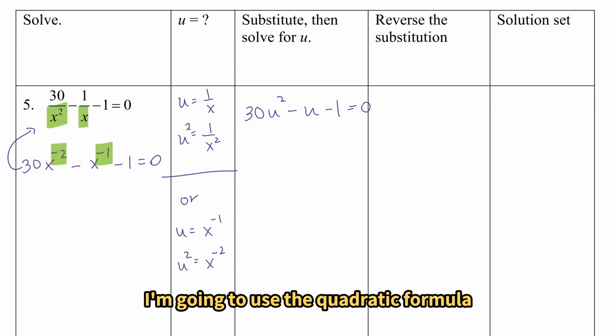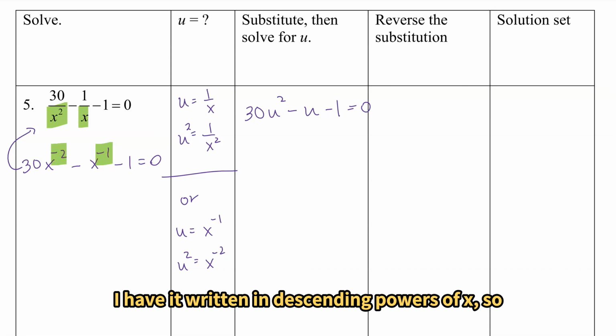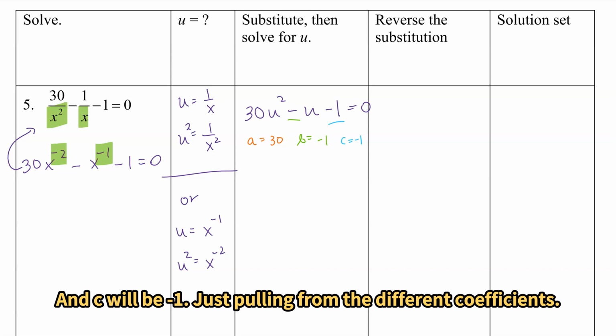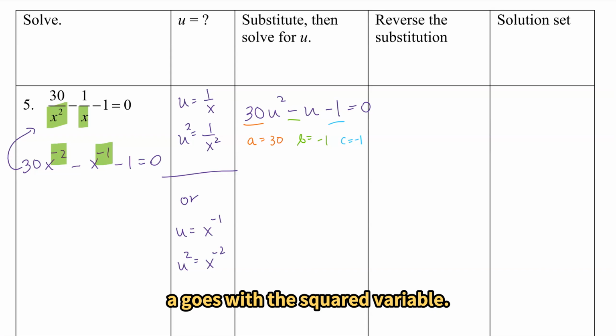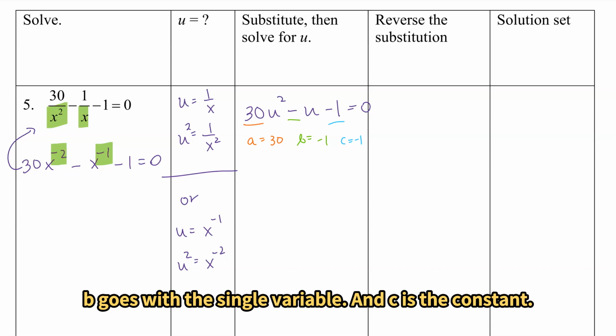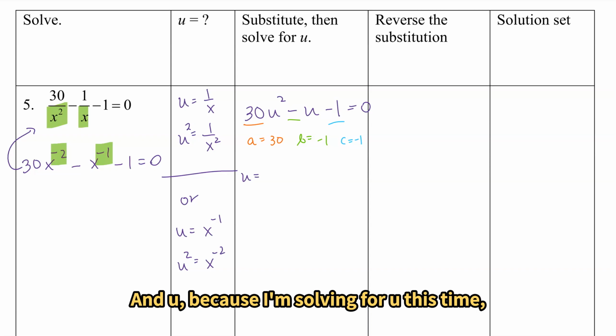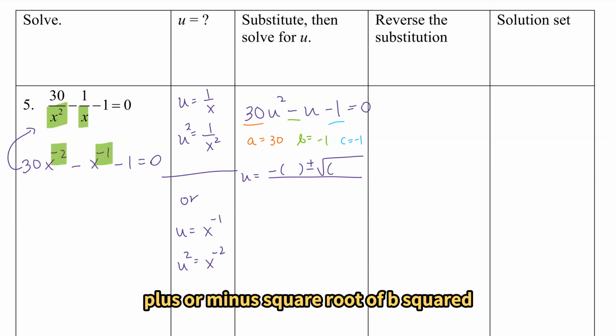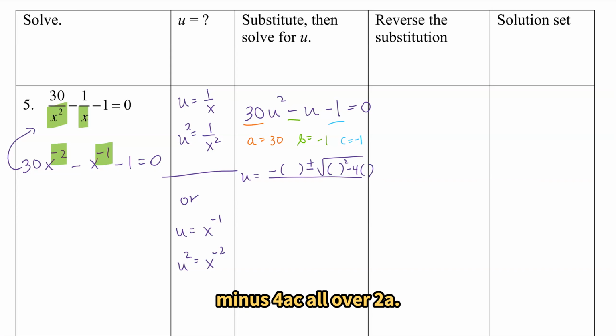I'm going to use the quadratic formula since I haven't used it in this lesson. I have it written in descending powers, so a will be 30, b will be negative 1, and c will be negative 1, just pulling from the different coefficients. A goes with the squared variable, b goes with a single variable, and c is the constant. And u, because I'm solving for u this time, I want to put u there, not x. Negative b plus or minus square root b squared minus 4ac all over 2a.